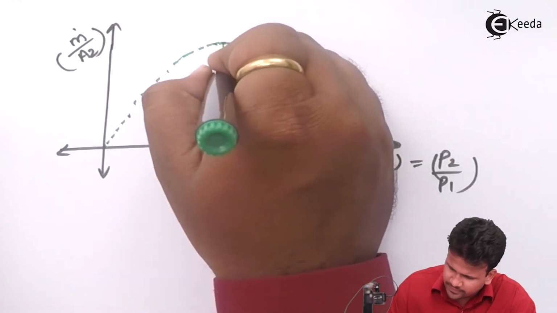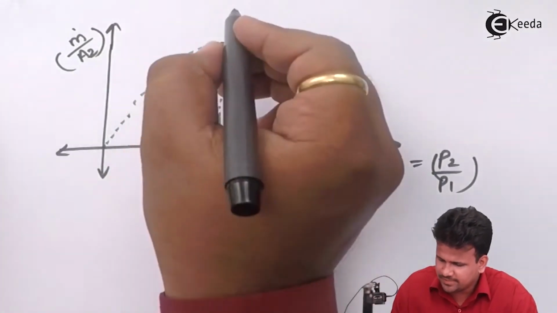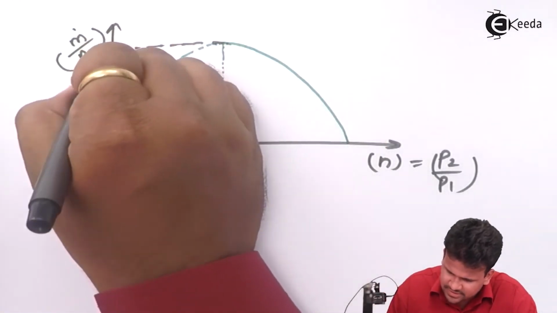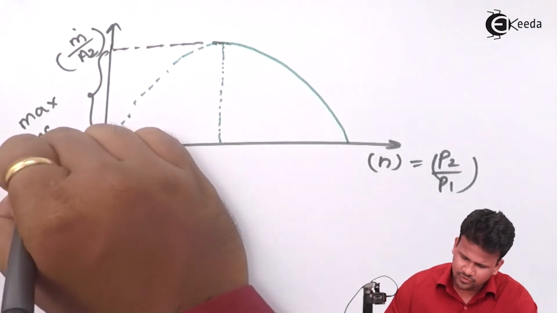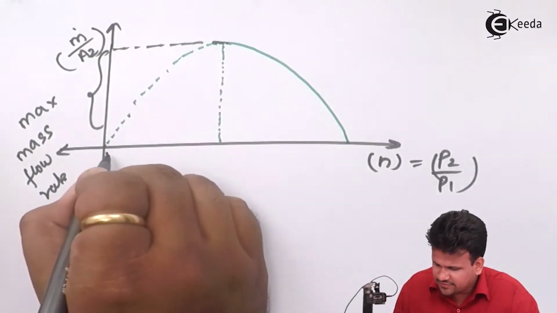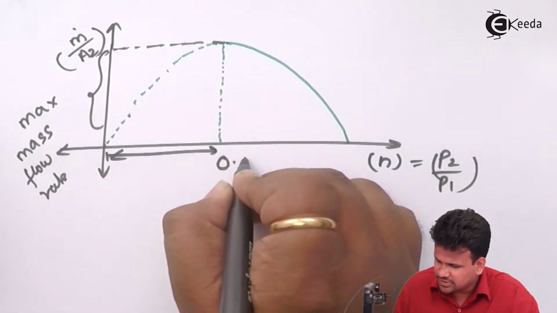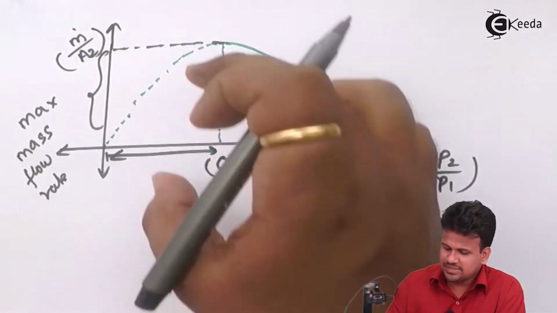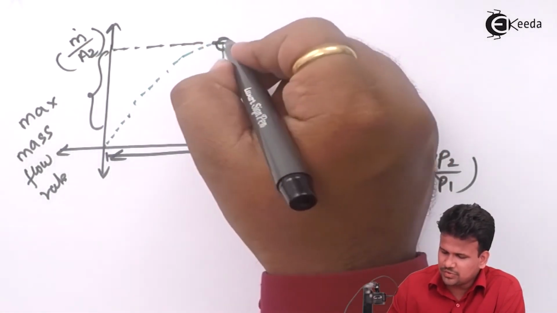At this point, this is the zenith point, or the maximum point. This is the maximum mass flow rate, and this value of P2 by P1 comes out to be 0.528. This is 0.528. Now this point is the maximum value of mass flow rate.